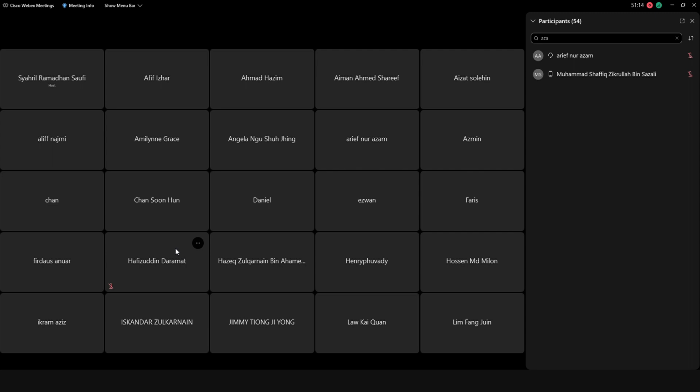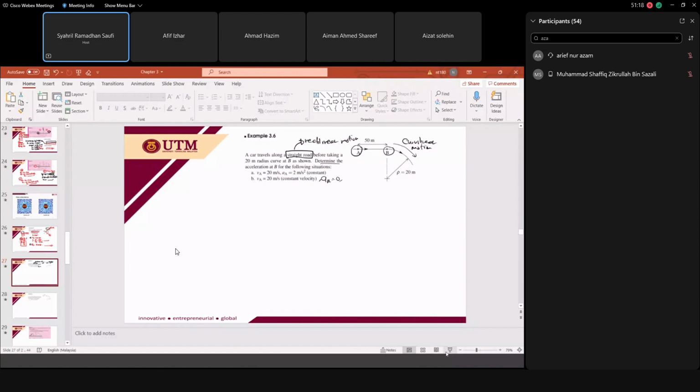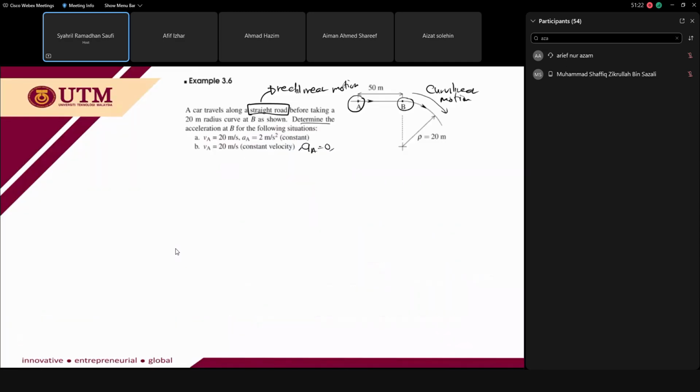Alright, we go back to our example here. We have a rectilinear motion from A to B. B is where the particle starts to move in a curvilinear motion. So at B, you will have the acceleration normal and the acceleration tangent. At A, it is just acceleration only, which is the rectilinear acceleration. So now determine the acceleration at B.